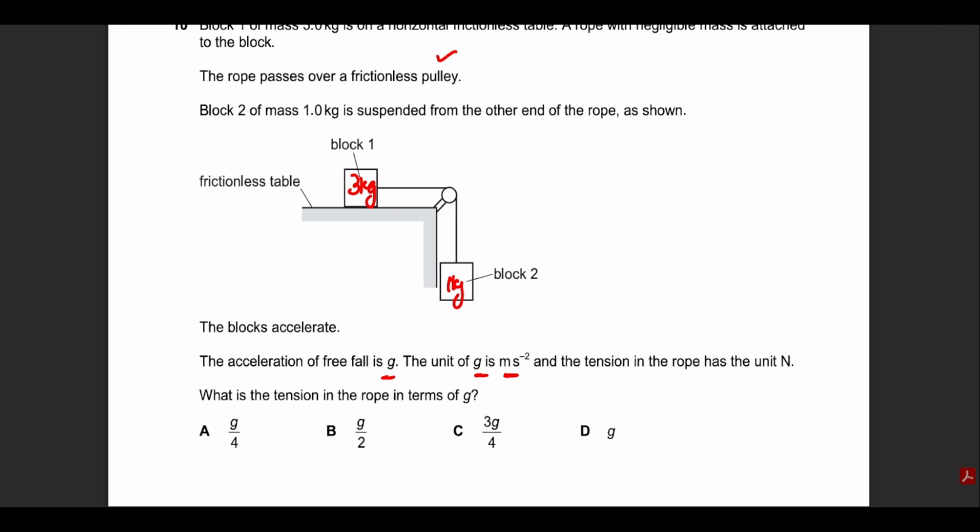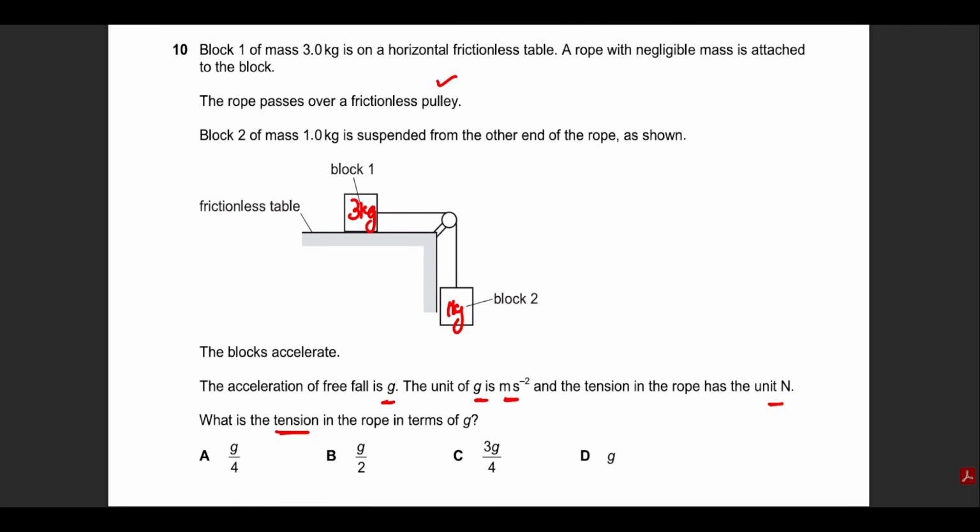The unit of g is meters per second square. The tension in the rope in newtons is newtons. Find the tension in the rope. Now, first things first, let's find the acceleration, because only then can we find the force.